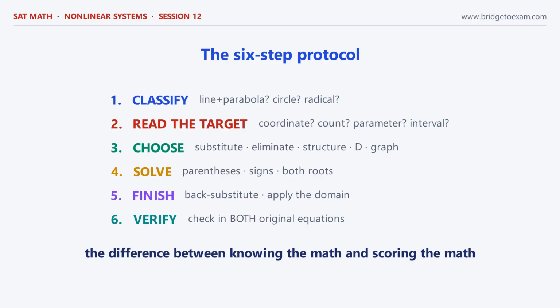4. Solve accurately. Parentheses, signs, and both square roots. 5. Finish the answer. Back substitute for missing coordinates. Apply domain restrictions. 6. Verify. Check your candidates in both original equations. Classify, read, choose, solve, finish, verify. 6 steps, and they're the difference between knowing the math and scoring the math.